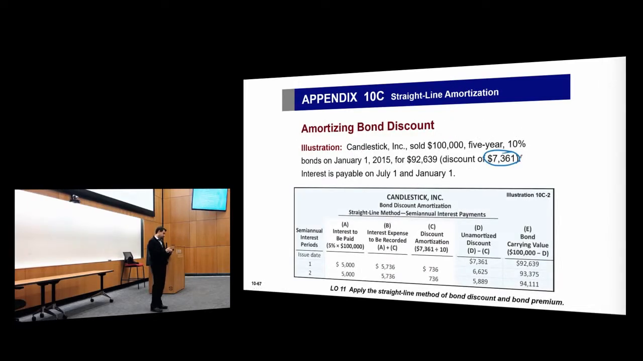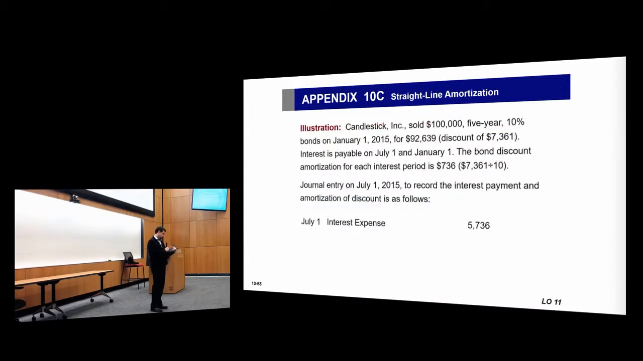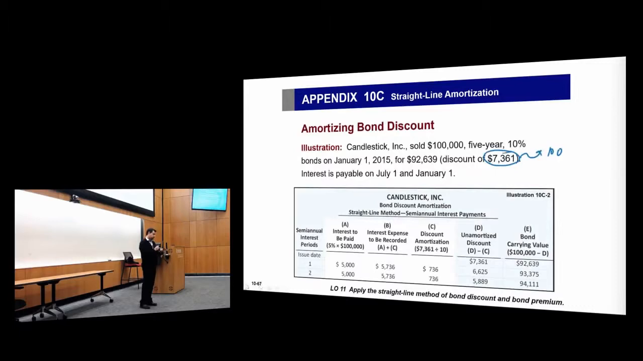Okay? So this is equal to 100,000. Okay, so this is equal to 100 minus this amount.